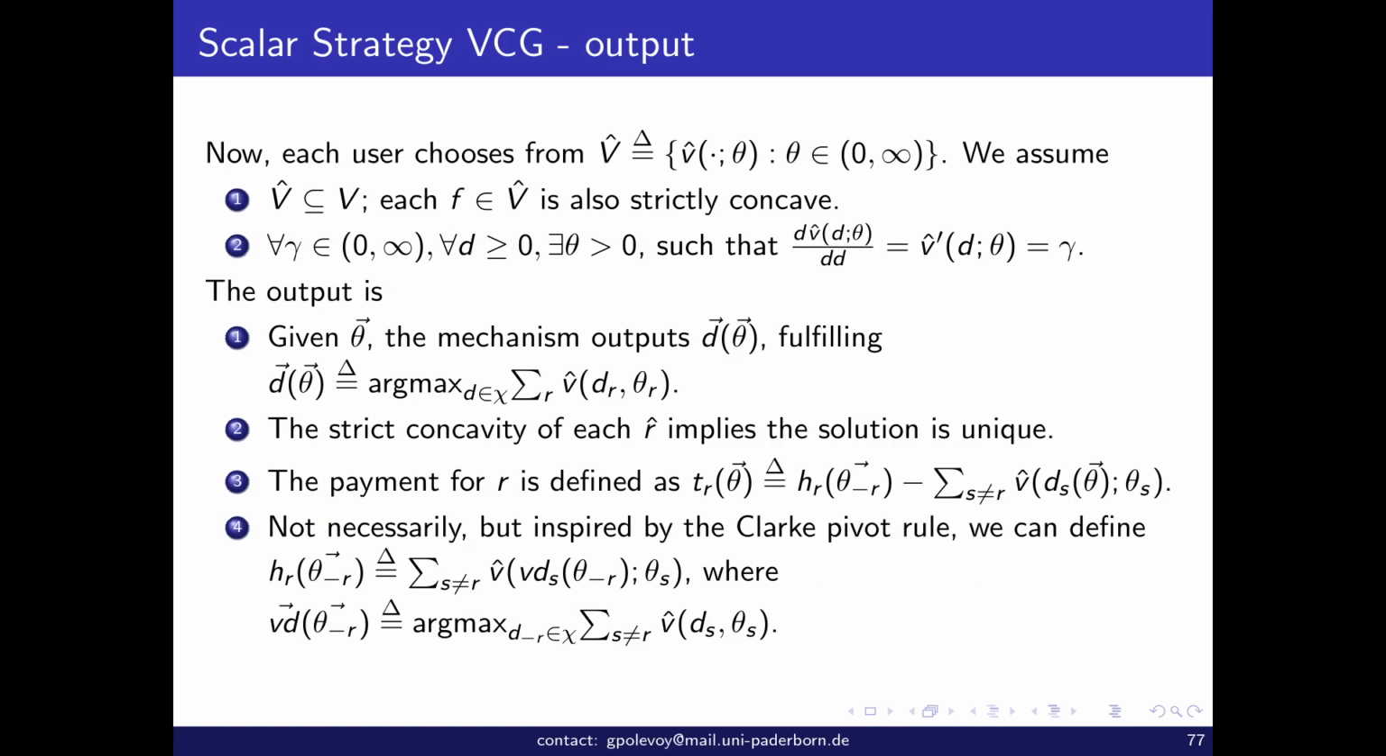That's what we have. And the output of the mechanism, given theta, is an allocation d of theta, which maximizes the total utility according to what you give them, to what this V hat. Now, the strict concavity of each player's V hat is important.